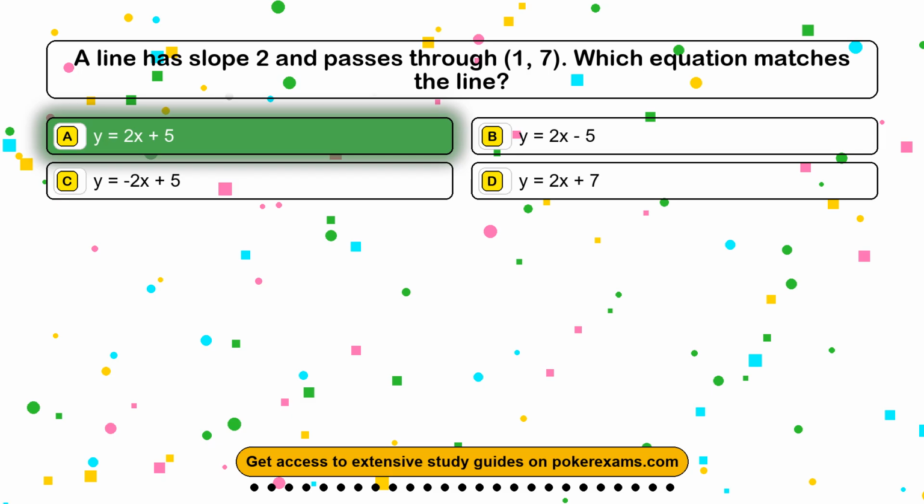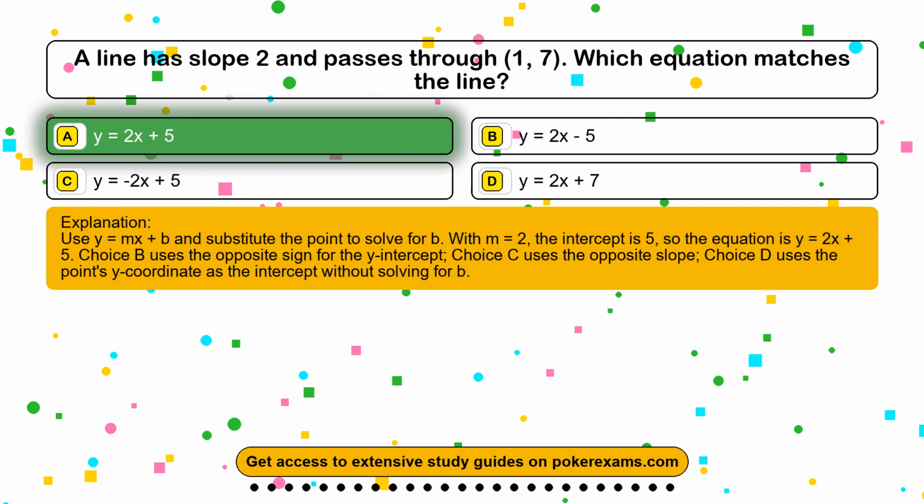The correct answer is option A, y equals 2x plus 5. Use y equals mx plus b and substitute the point to solve for b. With m equals 2, the intercept is 5, so the equation is y equals 2x plus 5. Choice B uses the opposite sign for the y-intercept, choice C uses the opposite slope, choice D uses the point's y-coordinate as the intercept without solving for b.